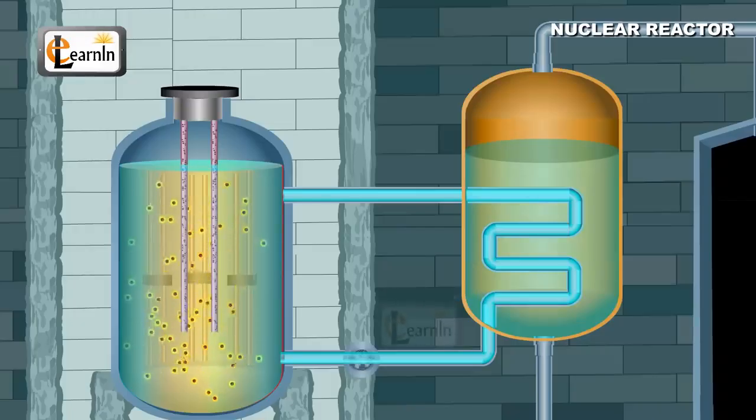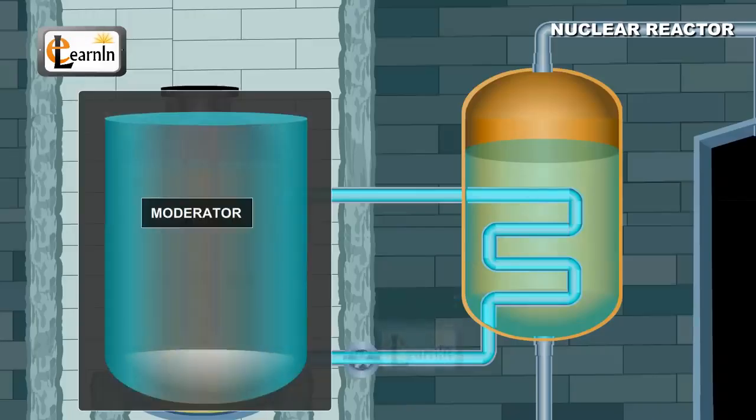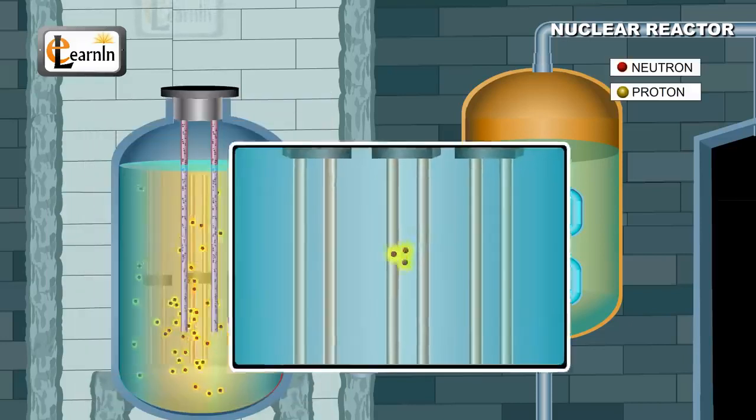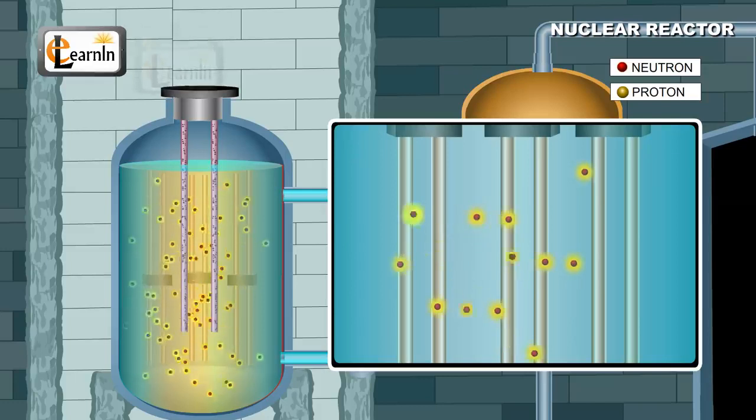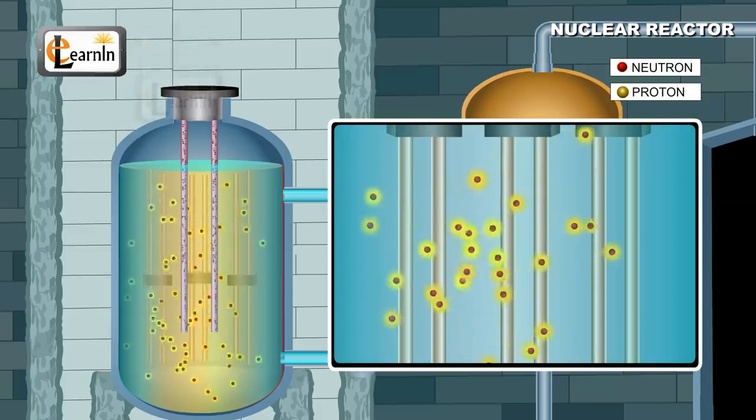These fuel elements are normally immersed in water, which acts as a moderator. The objective of a moderator is to slow down the high energy neutrons in a nuclear reactor, which are produced during the nuclear fission process by the fuel elements.